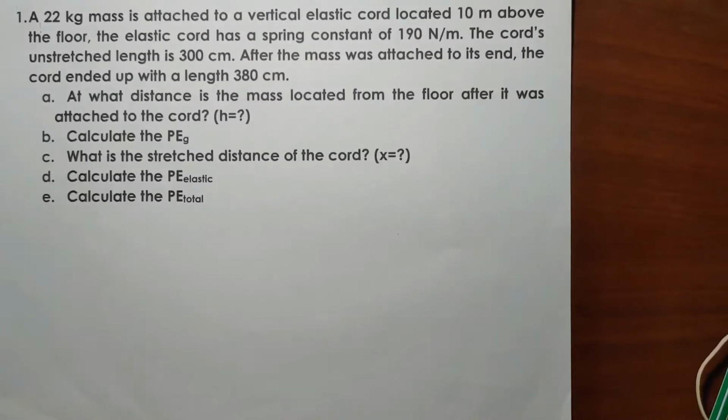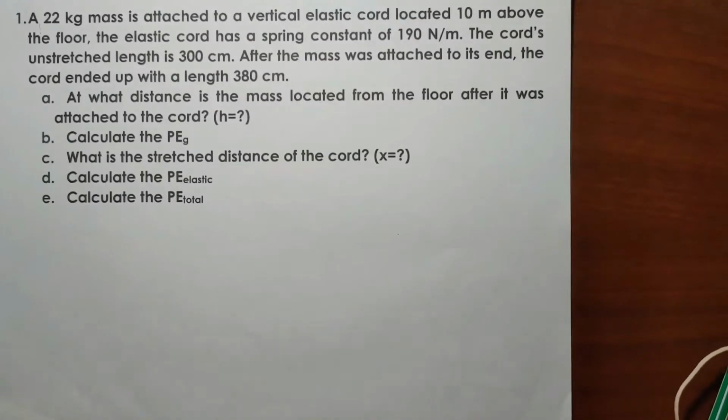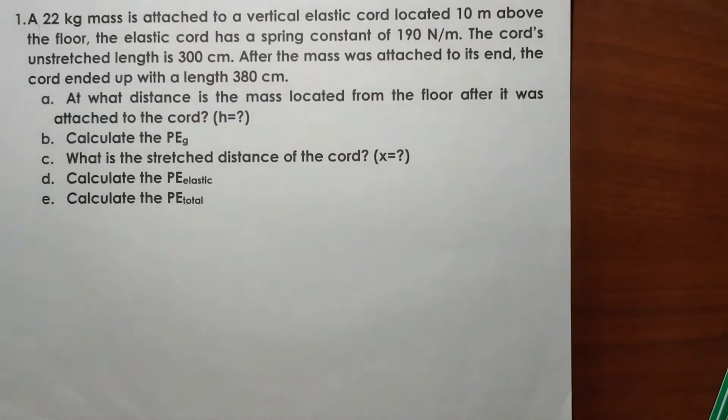Okay, so we have this first exercise, which is a 22 kilogram mass is attached to a vertical elastic cord that is located 10 meters above the floor. The elastic cord has a spring constant of 190 Newton per meter. The cord's unstretched length is 300 centimeters. After the mass was attached to its end, the cord ended up with a length of 380 centimeters. At what distance is the mass located from the floor after it was attached to the cord?